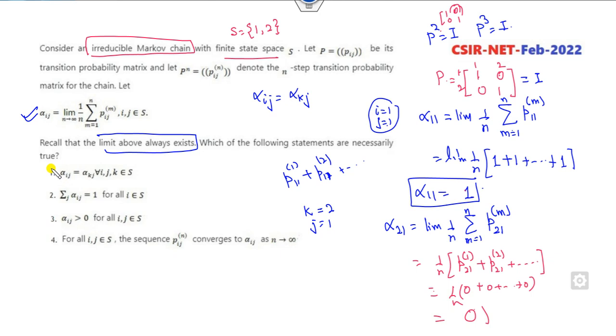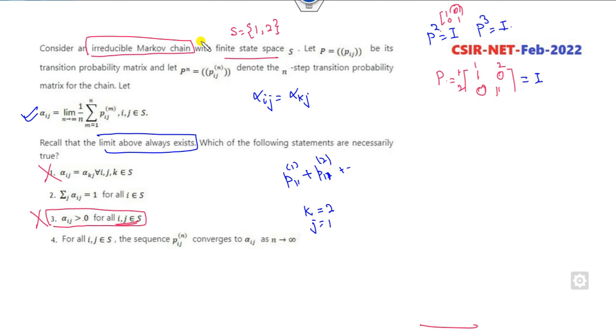Again, look at this option: alpha ij is always greater than 0 for all i and k. You can see alpha 2,1 is exactly 0, but it says greater than 0. This option is also cancelled. Next, the sequence P ij of n converges. Again I can take the same example, because I considered the Markov chain as finite. What is P 1,1 of 1? It is 1. This is for all pairs. What is P 1,1 of 2? It is also 1.